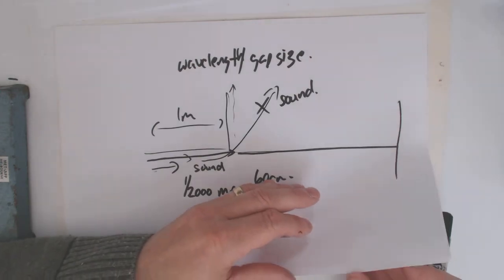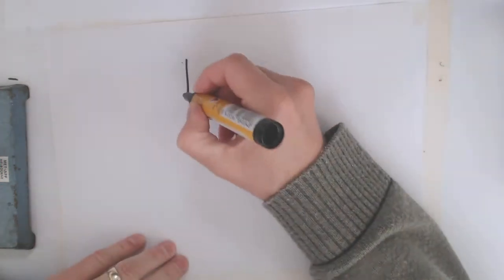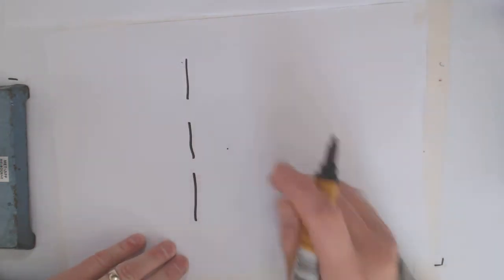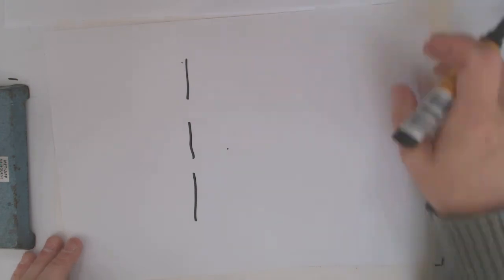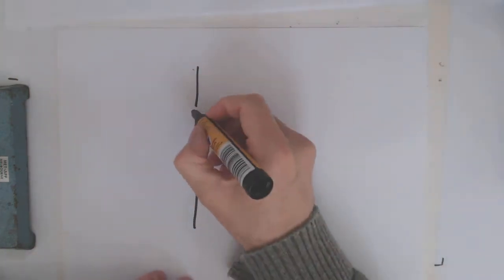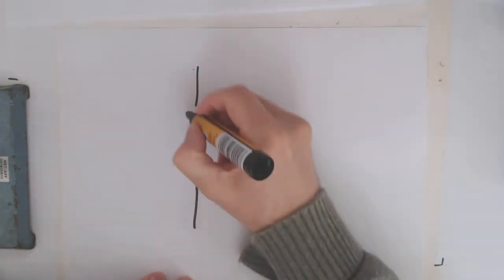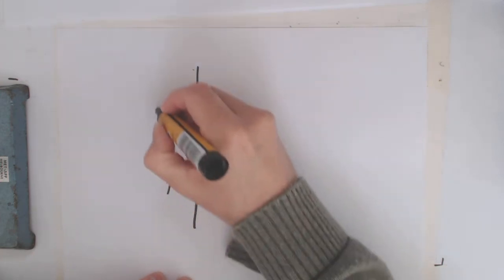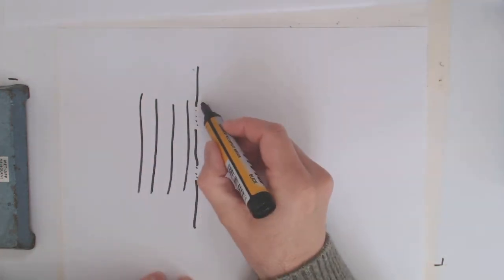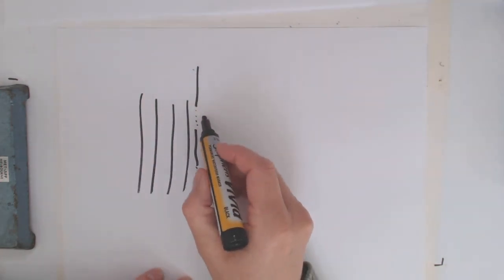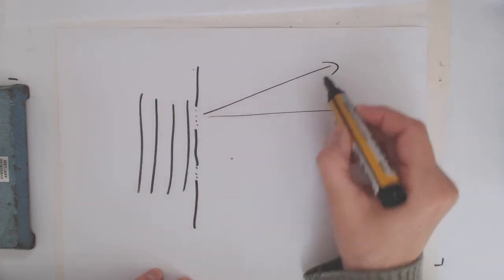Now, what we look at is a few different effects. We can do it with gaps, 2 gaps, and because the waves bend through these gaps, they go out in different directions, right? They go straight, they go like that.